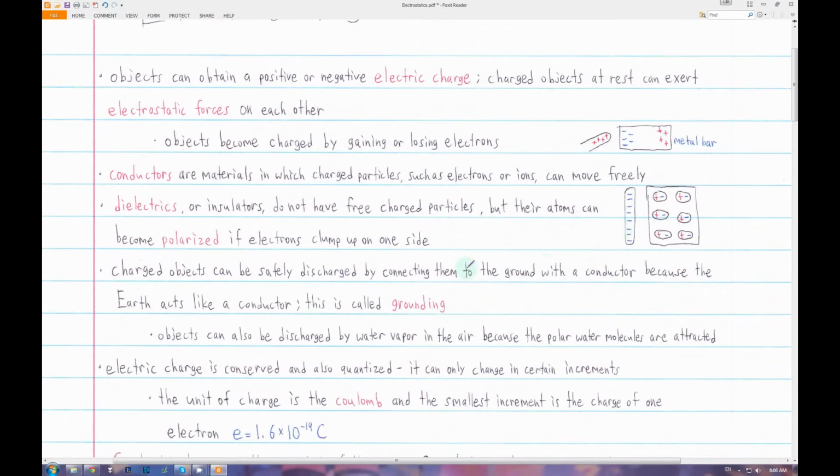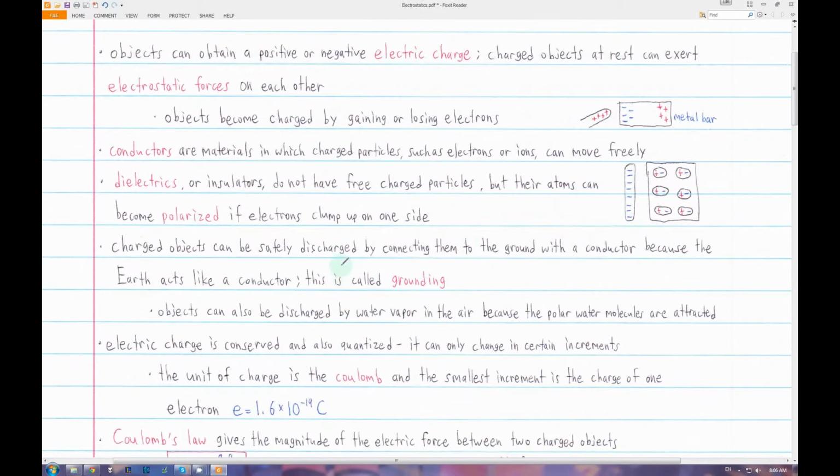So we can discharge objects by connecting them to the ground with a wire, because the earth acts like a giant conductor. So say we have an object with excess negative charge. If we connect it to the ground, the negative charge will transfer through the wire into the ground, and our object will be discharged. And objects can also be discharged by water vapor in the air, because they will attract the polar water molecules, and then the water molecules will take the extra charge away.